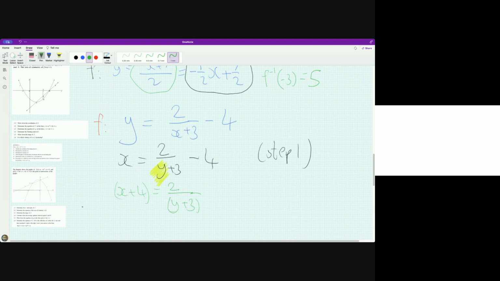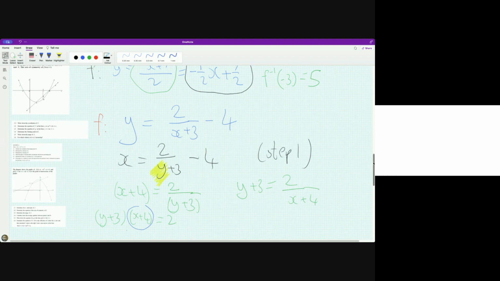I think we can do this. We can go y plus 3 times x plus 4 is 2. And then we can have y plus 3 is 2 divided by x plus 4. Now, what's happening there is I'm actually moving this from this side to that side. But essentially, it's times on this side, so it must be divided on that side.